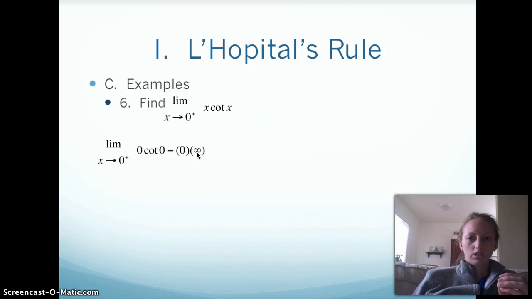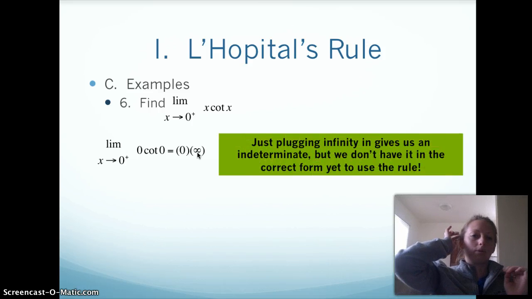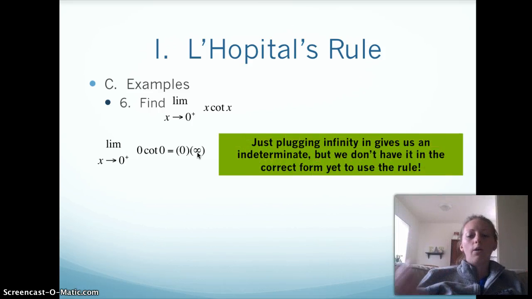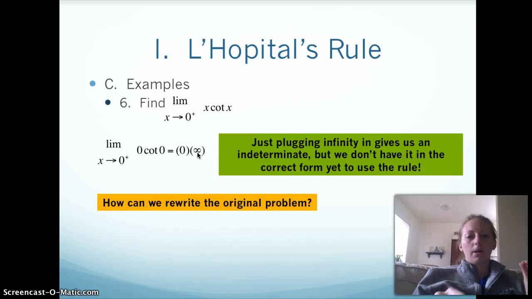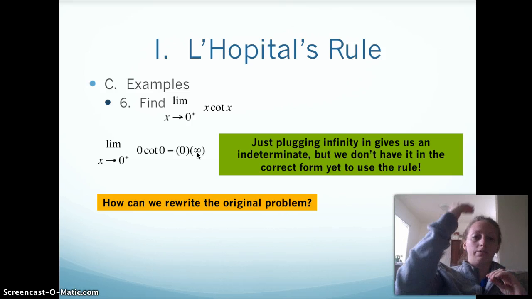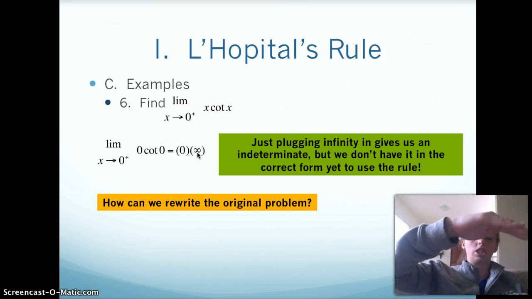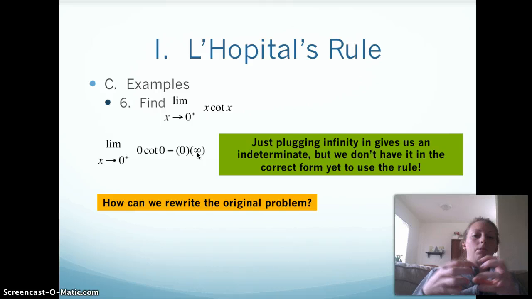And this is an indeterminate, but it's not in the form that we need to use our rule. So how can I rewrite my original problem, x times cotangent x? What is cotangent x the same as? Think about how you can rewrite your original problem so we have it in a form that works for us, so we can use L'Hopital's rule. Because remember, L'Hopital's rule says you have two functions, f of x over g of x. It must be over, it can't be multiplied together.